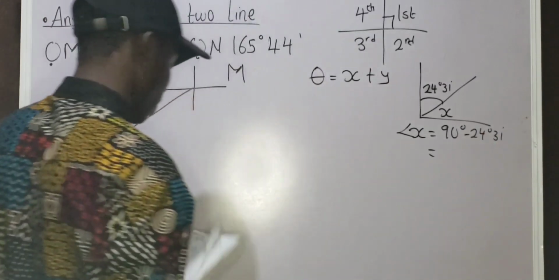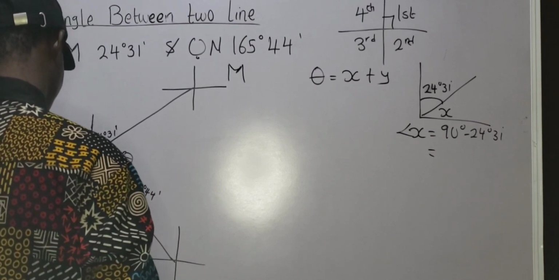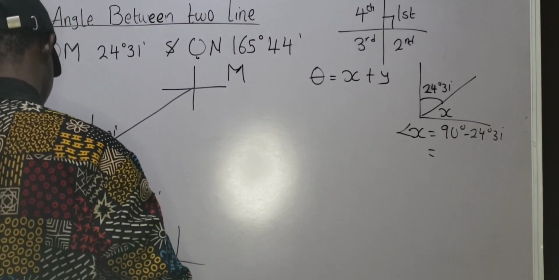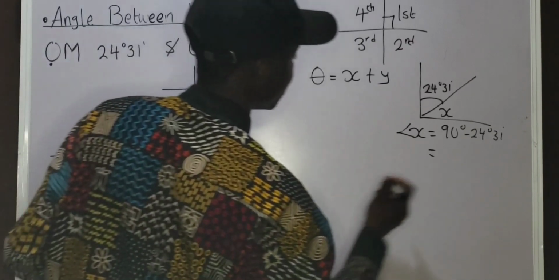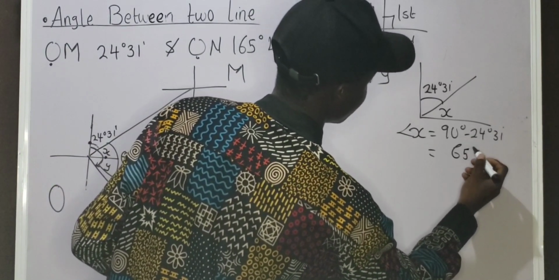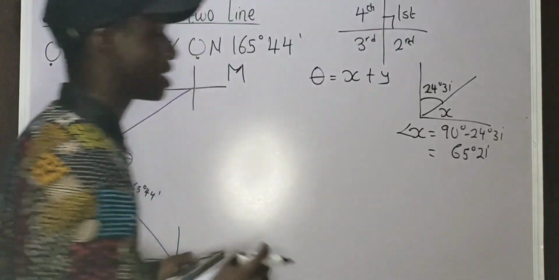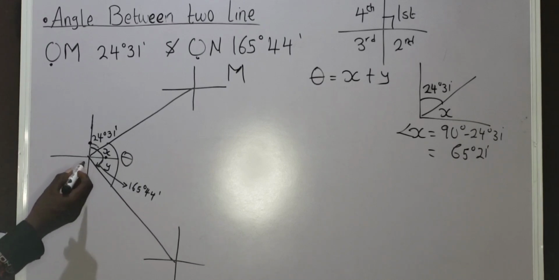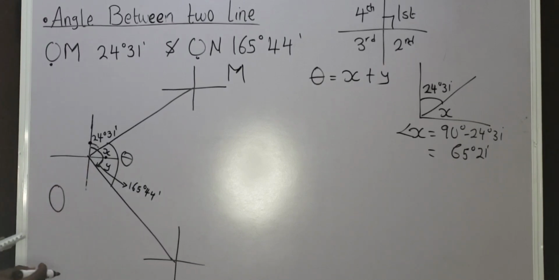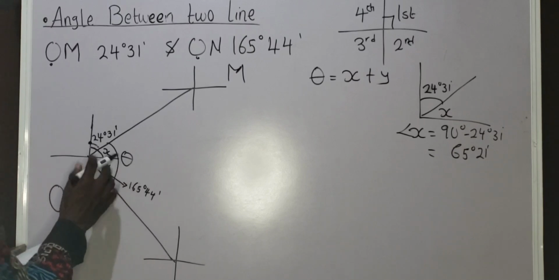Now I want you to put your calculator. You are going to get that is 65 degree 21 minutes. Do you understand how I got that? So angle X is 65 degree 21 minutes. Now let us proceed to calculate the value of angle Y, because our theta is the sum of angle here to this point.